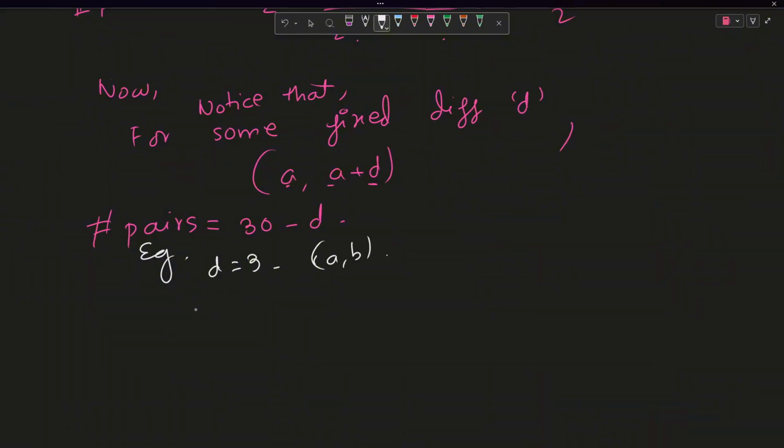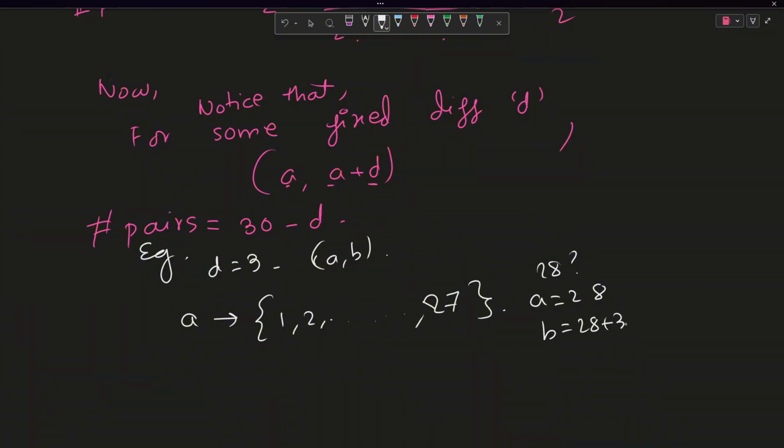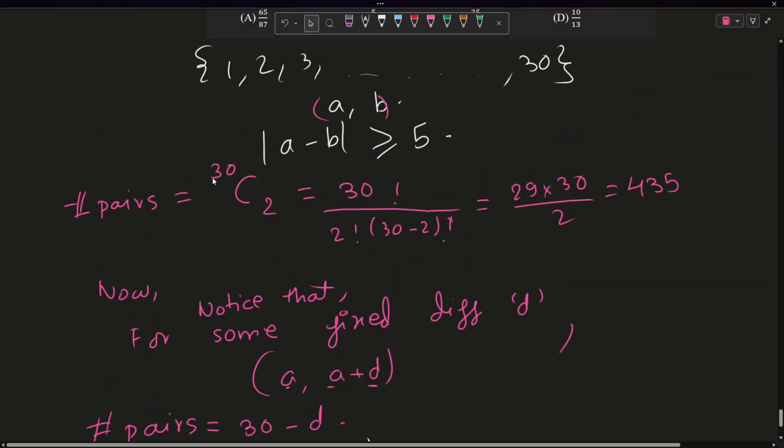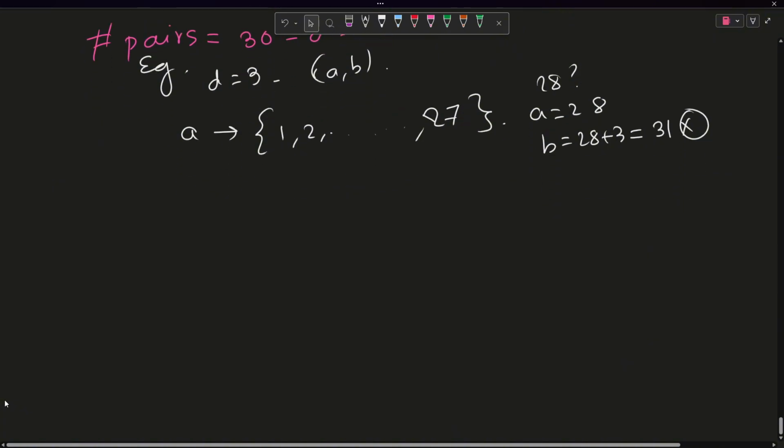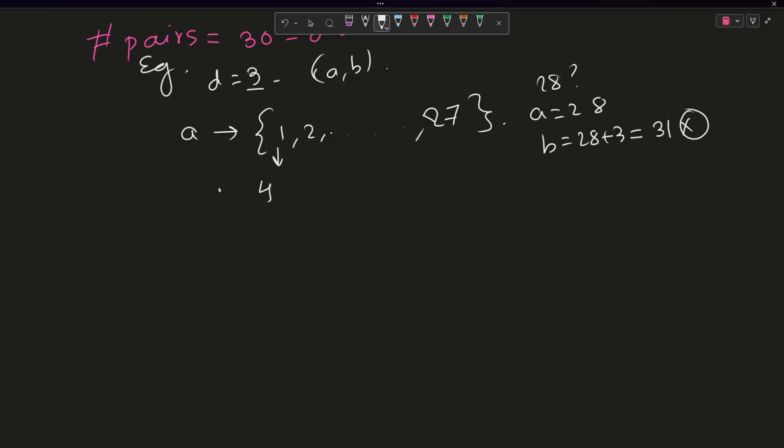Okay, so that means a can be anything from 1 to 27. Why not 28? Because if a is 28, then b should be 28 plus 3, which is 31. But that is not in our initial set, because our initial set is still 30, as you can see. And for each a, there is exactly one b. For d equal to 3, 1 corresponds to 4 for b, 2 corresponds to 5, 3 corresponds to 6, and so on.